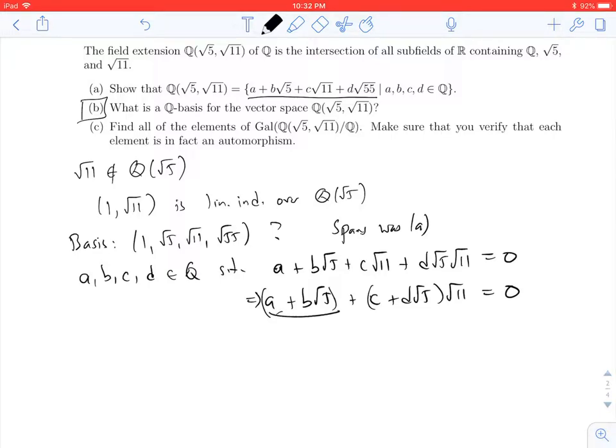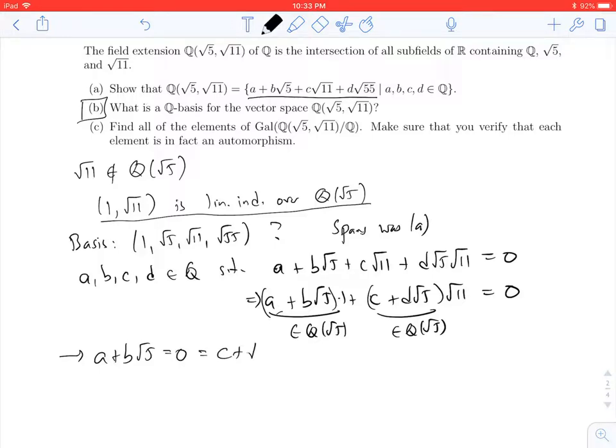Okay, but A plus B root 5 is in Q adjoin root 5, as is C plus D root 5. And so I have a Q adjoin root 5 linear combination of 1 and the square root of 11. All right, but just above we said 1, square root of 11 is linearly independent over Q adjoin root 5. So if I have such a linear combination, the coefficients have to be 0. So A plus B root 5 has to be 0, and C plus D root 5 has to be 0.